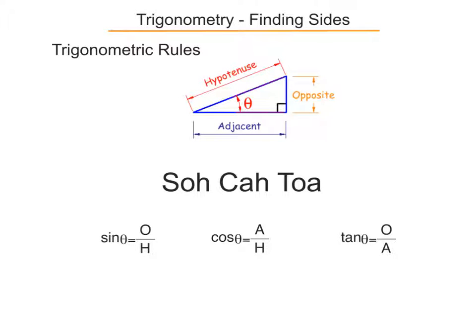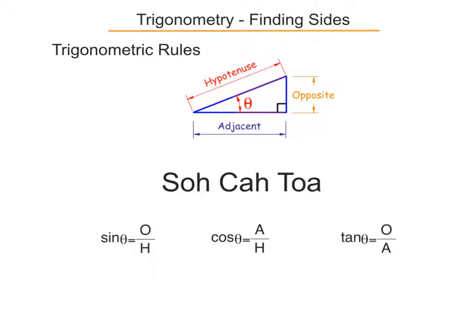In trigonometry, we'll be using SOHCAHTOA and sine, cos and tan to help us work out the sides or the angles of a triangle that is a right angle. In these examples in this video, we'll be looking at finding the sides. Another video will show you about the angles.